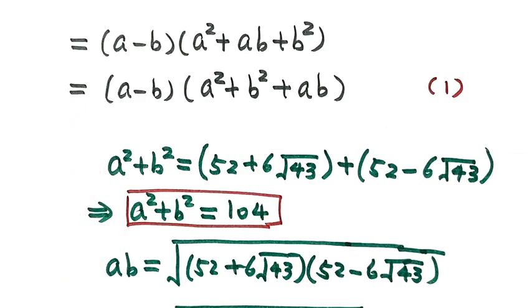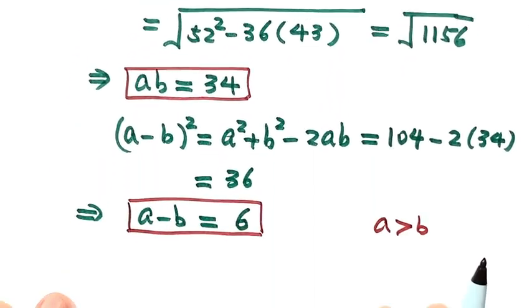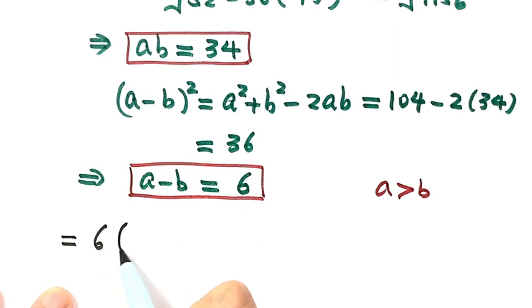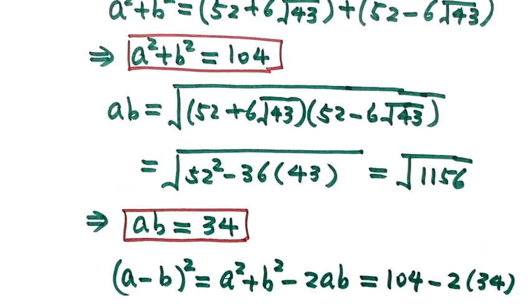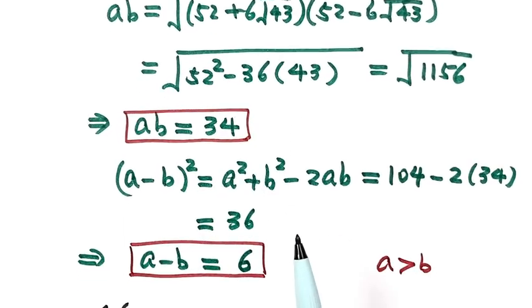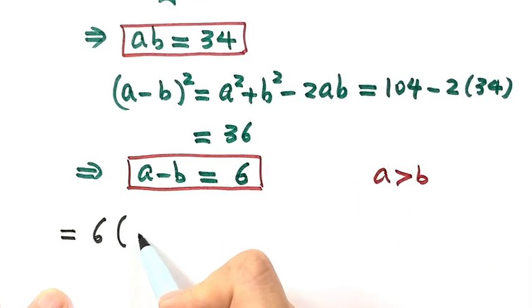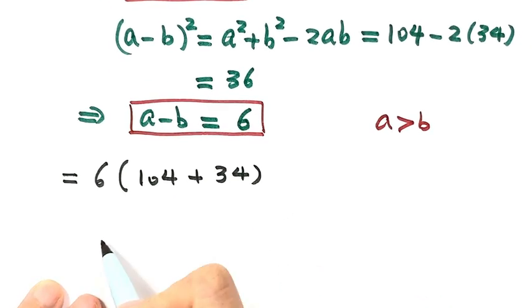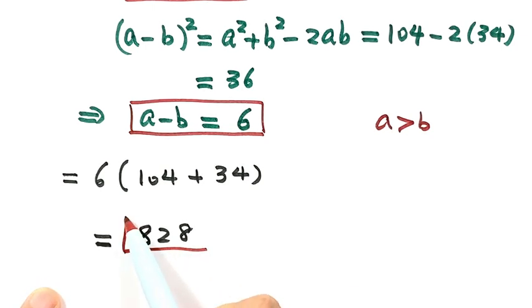So now let's continue this equal sign. Then a minus b, that's 6. Then the inside, this is a squared plus b squared, then this is a times b. Then here just 104, then plus 34. Then simplify the whole thing. Then we have the answer. That is 828. So 828 is the answer for this question.